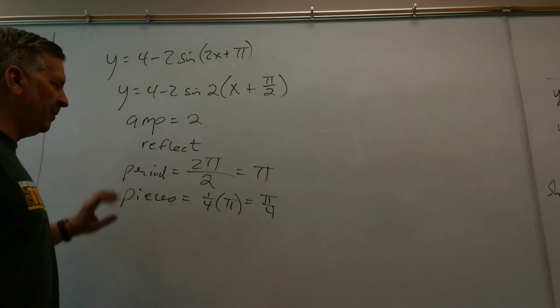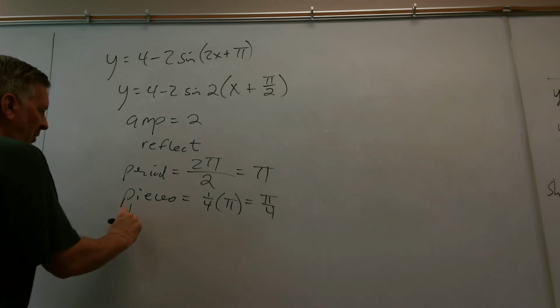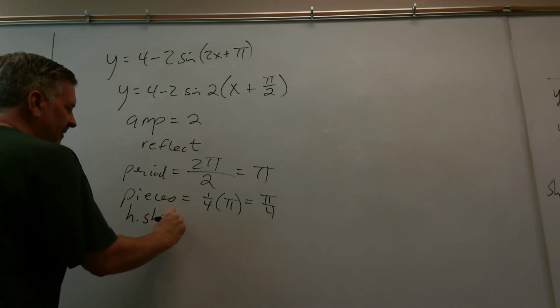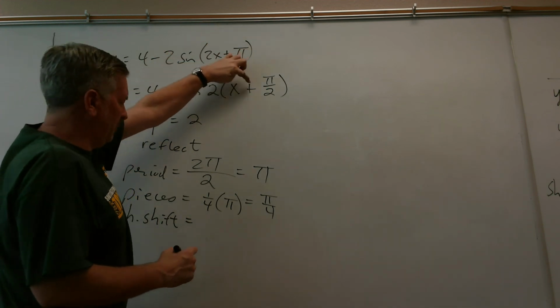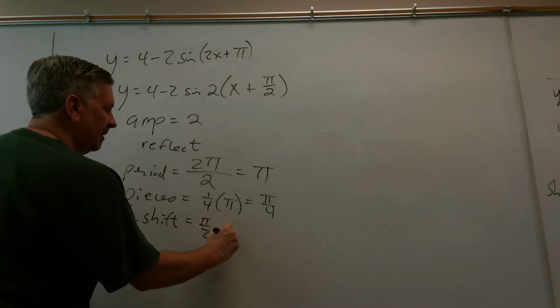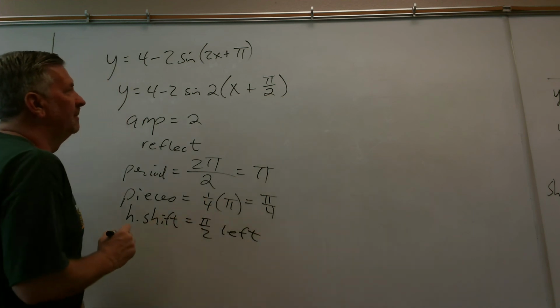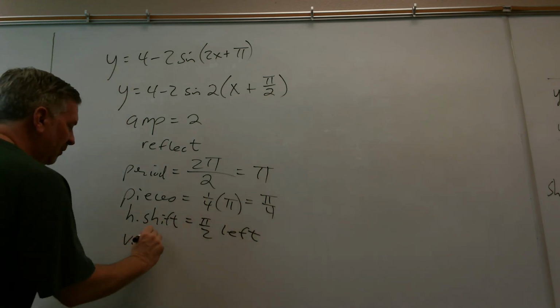So that's everything from the previous section. Now we have a horizontal shift, a phase shift, of how much which way. Don't use this one, it's from this one. It's pi over 2 to the left. And we have a vertical shift.